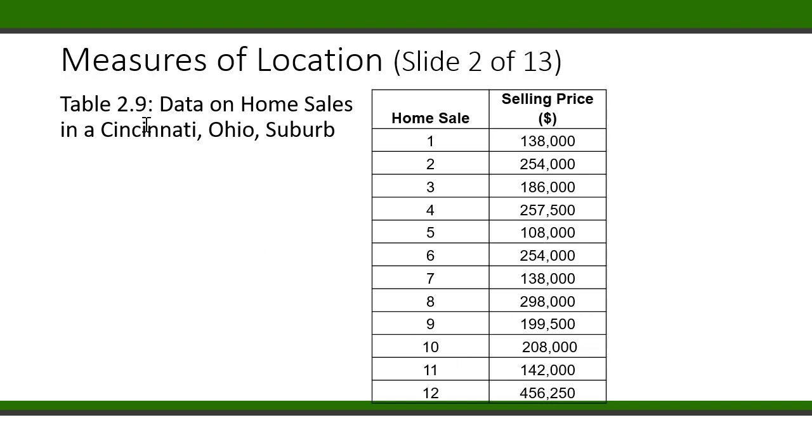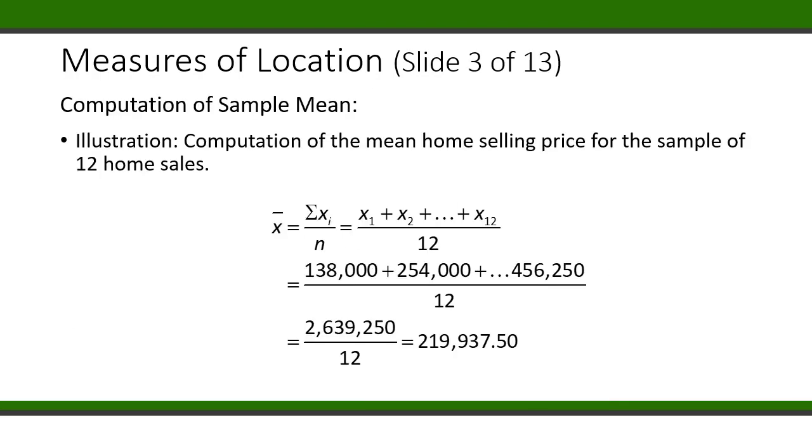So here we have some examples. We have 12 home sales. Here's the price of each home. How do you get the mean? So there are 12 of them. We sum all the numbers up, divide by 12, and so the average or mean home sales is 219,937. I would pull that data file from your student data file and see if you can get the same number. So you would use the average function.